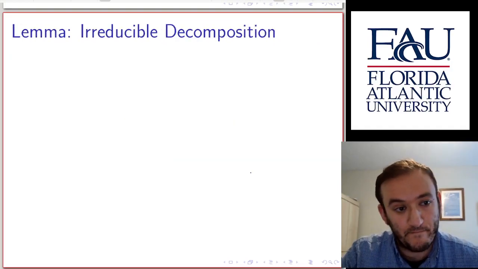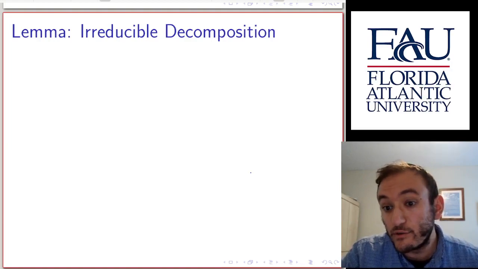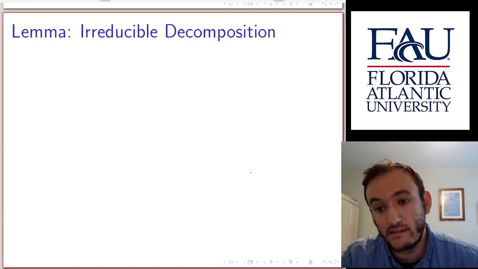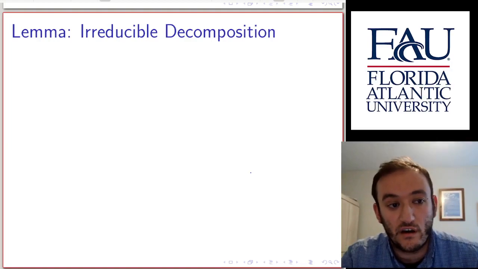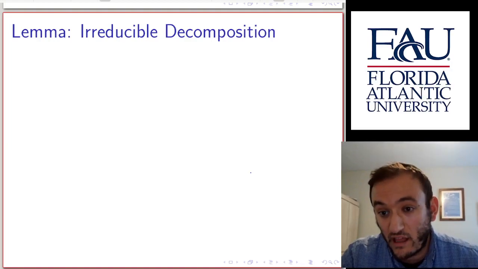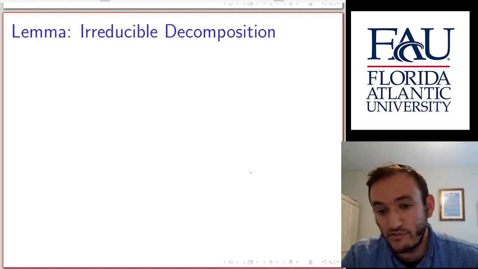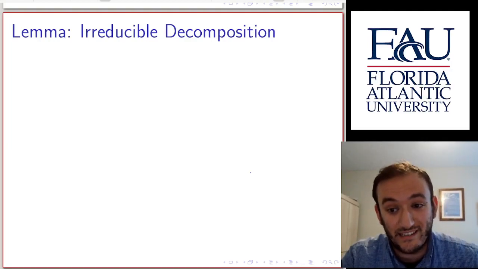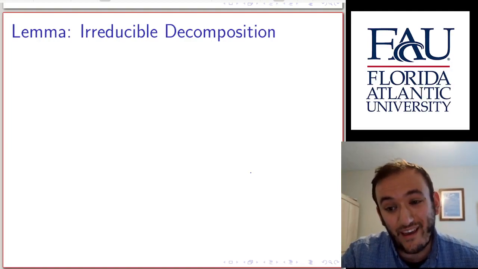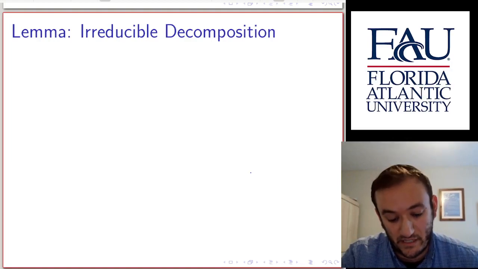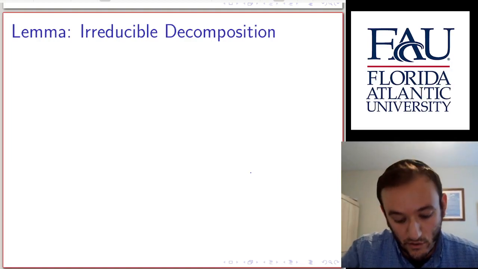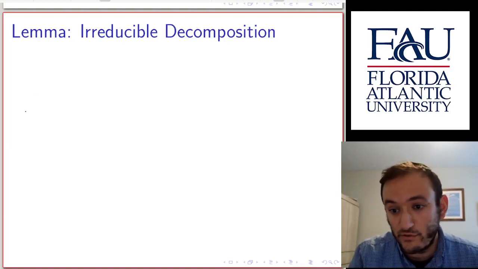Now we'll address primary decomposition in Noetherian rings. When we spoke about primary decompositions originally, we proved quite a lot about them, but we also saw that there are examples of ideals that do not have a primary decomposition. But in a Noetherian ring, every ideal has a primary decomposition. We can prove this over the course of two lemmas. The first lemma regards irreducible decomposition.